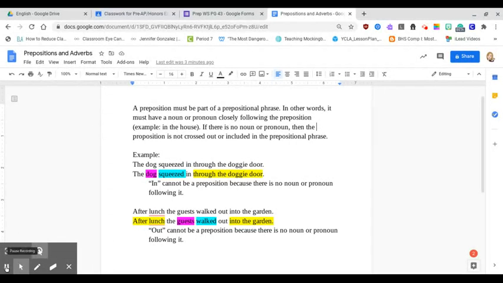So as you do the worksheet this week, if you see a preposition followed by another preposition, that first preposition you'll leave blank. You only identify a prepositional phrase if it's a preposition plus a noun or pronoun.